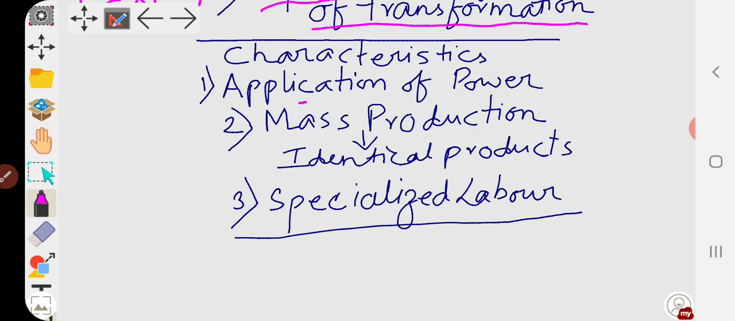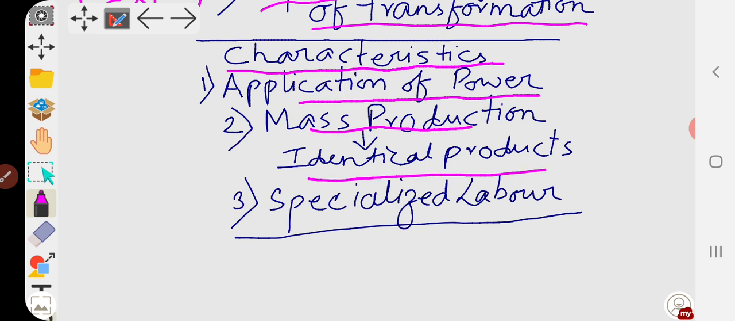Now manufacturing is actually application of power. As we have seen, it's a capital intensive activity. So here maximum work is done by the machineries. So we need power to run the machines. Second, it's a mass production. Mass production of what? Identical products.